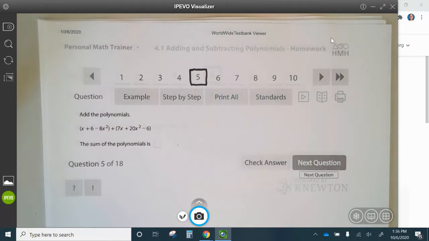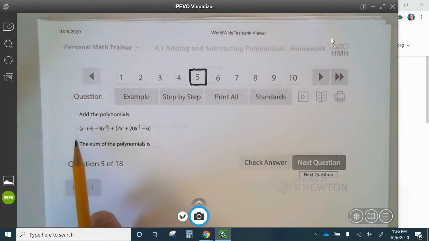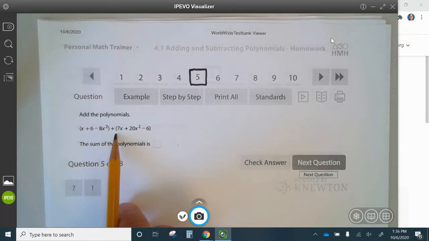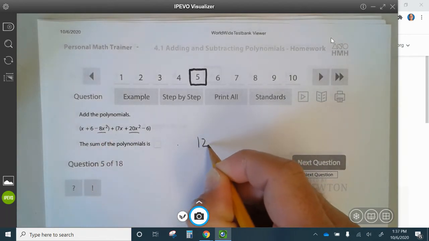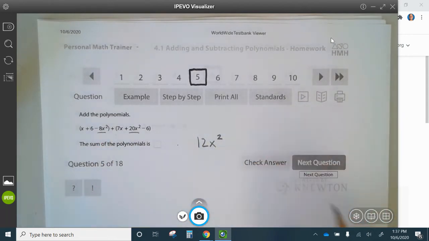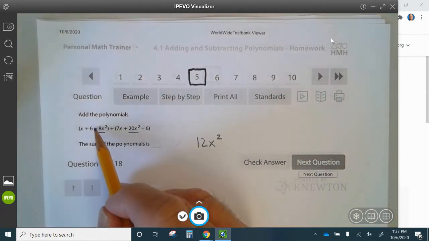All right, question 5, adding the polynomials. Again, there's just a 1 in front of the parentheses, so we can ignore the parentheses, and we start combining terms. So let's combine the negative 8x squared and 20x squared, which combines to be 12x squared. Okay, so we're done with those.